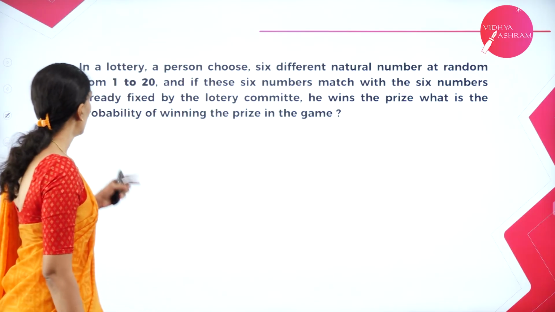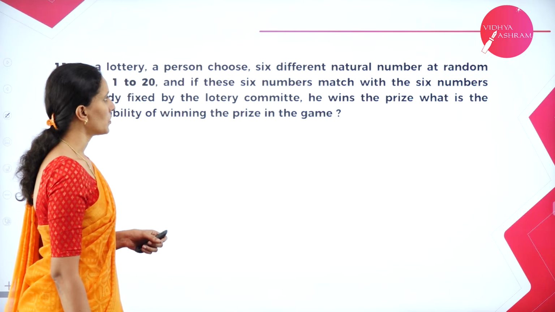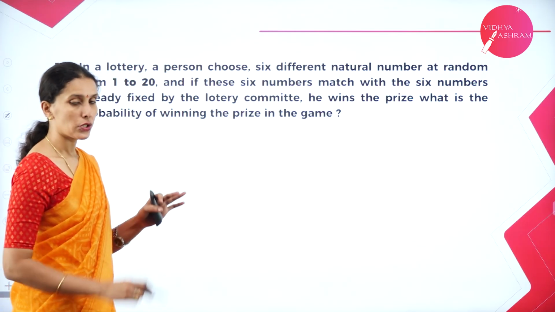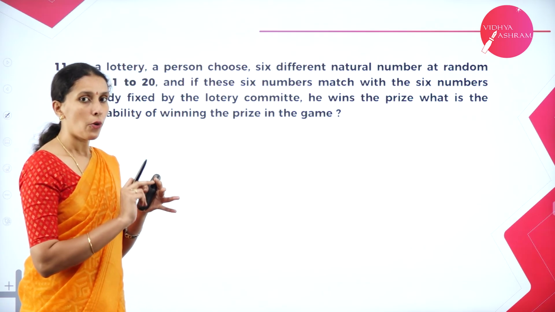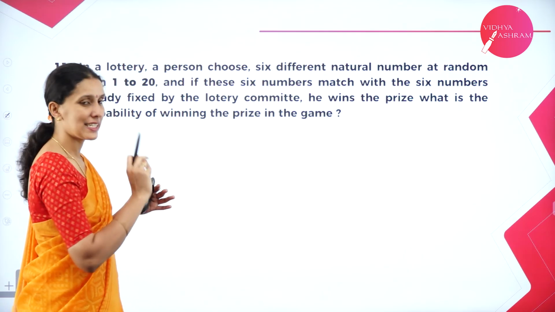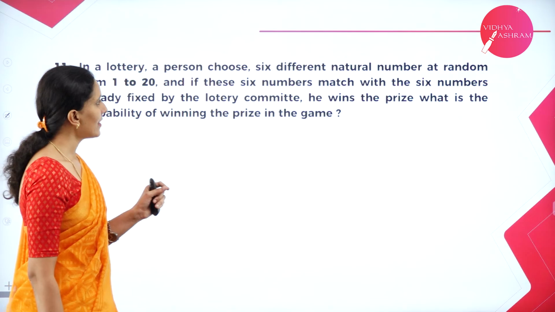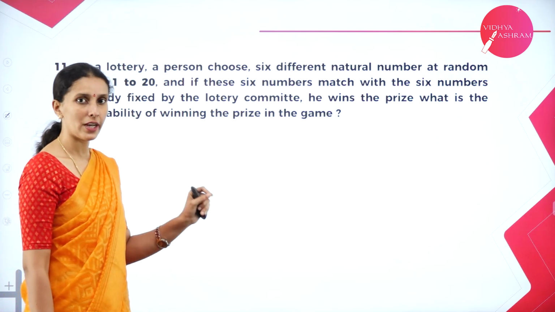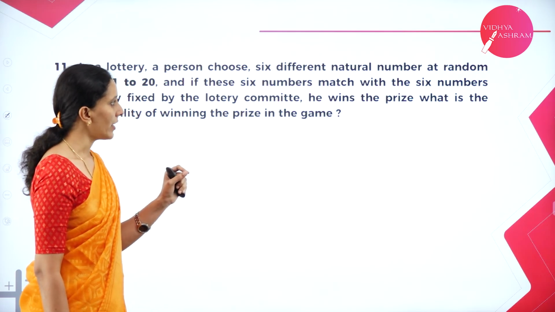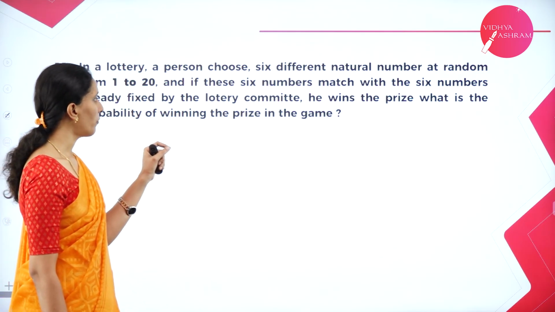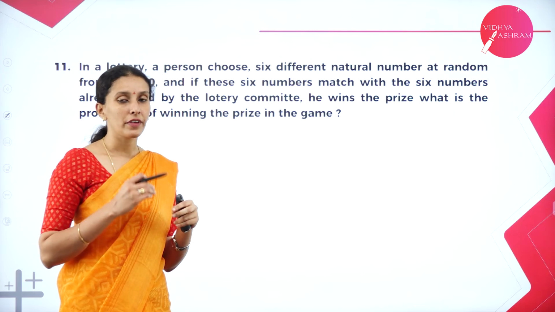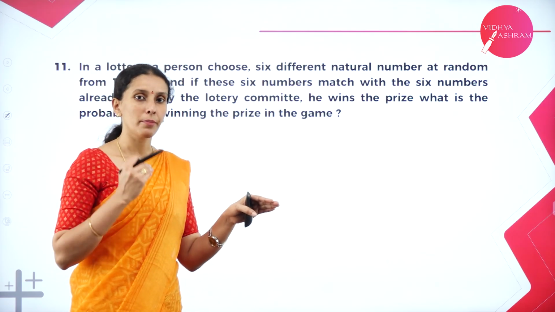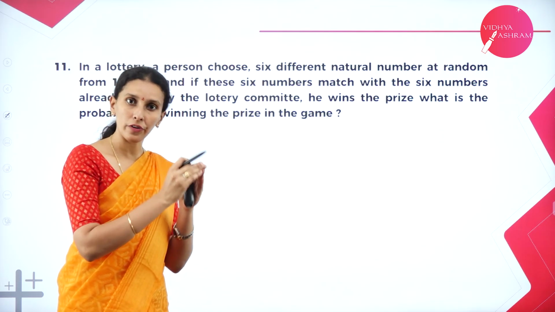Next one. In a lottery, a person chooses 6 different natural numbers at random from 1 to 20. So we have 20 numbers. Out of that, we have to choose 6 numbers. And if these 6 numbers match with the 6 numbers already fixed by the lottery committee, he wins the prize. What is the probability of winning the prize in the game? So if he has to win the prize, the 6 numbers he has chosen must match with the 6 numbers which they have already fixed.